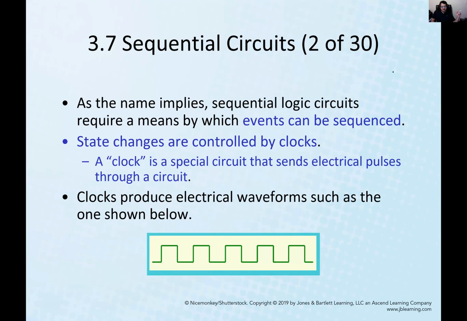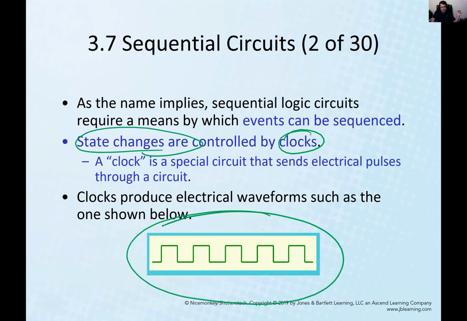Before discussing the first sequential circuit, I want to talk about clock pulse. Because in sequential circuits, the events can be sequenced like a program in a computer. A program is supposed to be executed line by line in a sequence. So in sequential circuits, the state changes are controlled by the clock. What is a clock? A clock is a special circuit that sends electrical pulses through a circuit. And this one is a clock pulse.